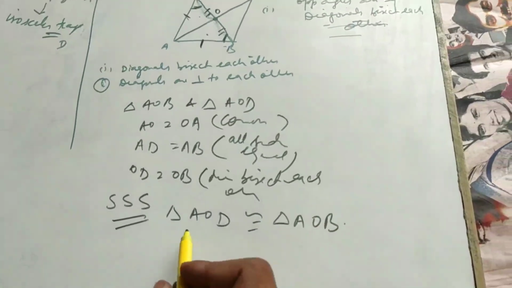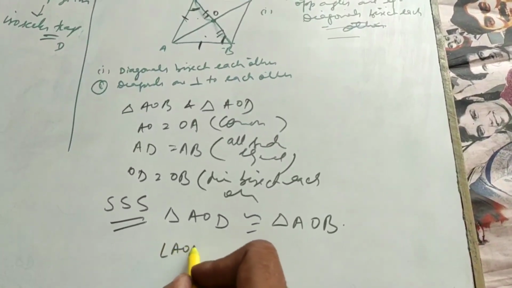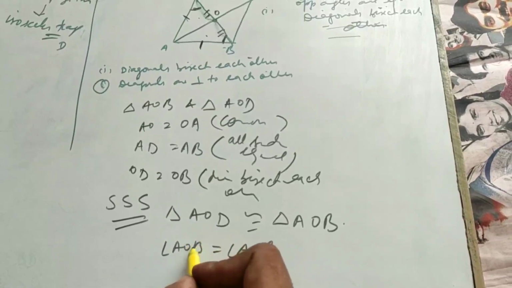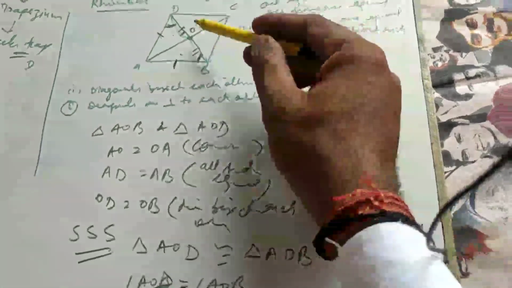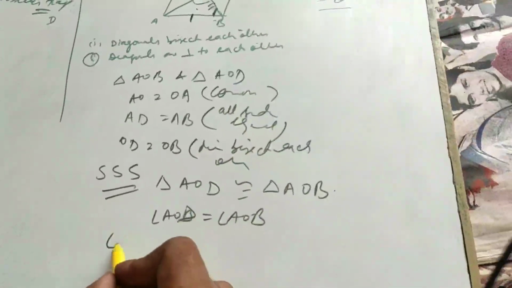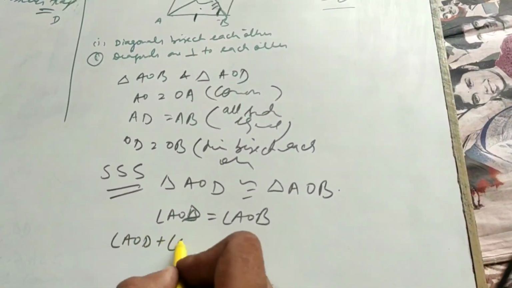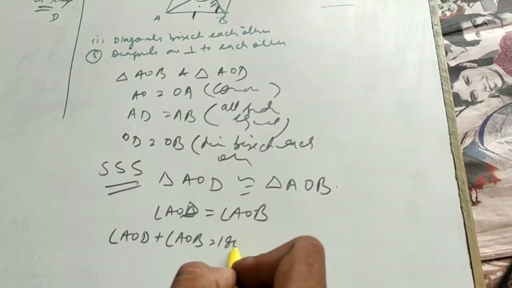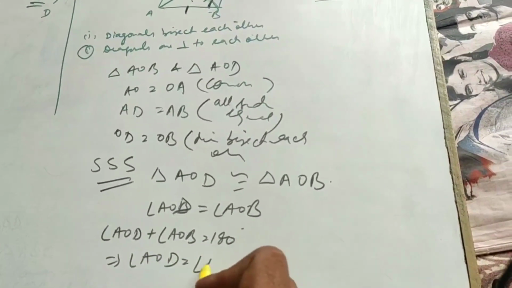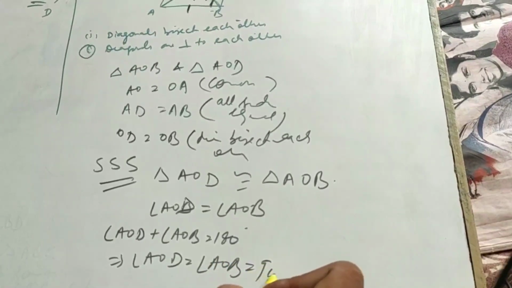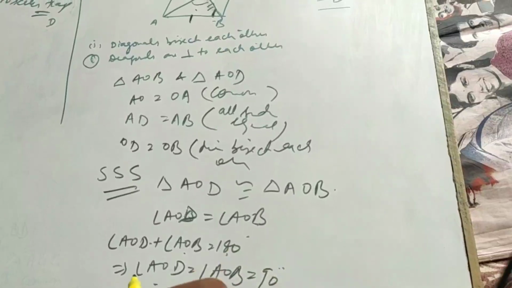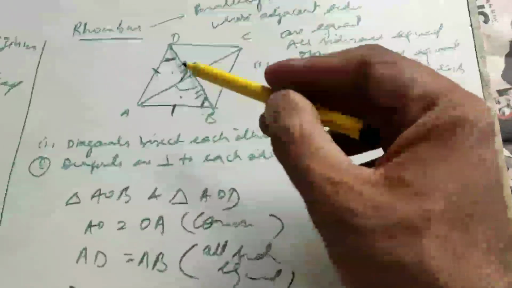So clearly angle AOD should be equal to angle AOB. But these form a linear pair, so angle AOD plus angle AOB should be equal to 180 degrees. Since these two are equal and their sum is 180, each angle is 90 degrees. So the diagonals are perpendicular to each other.